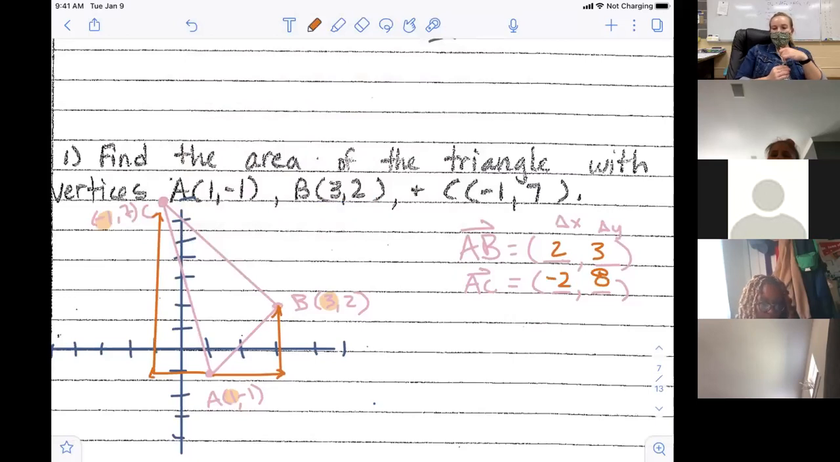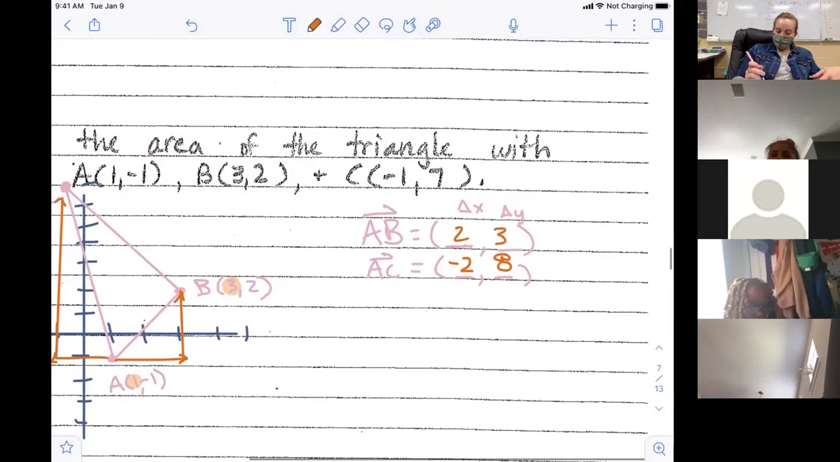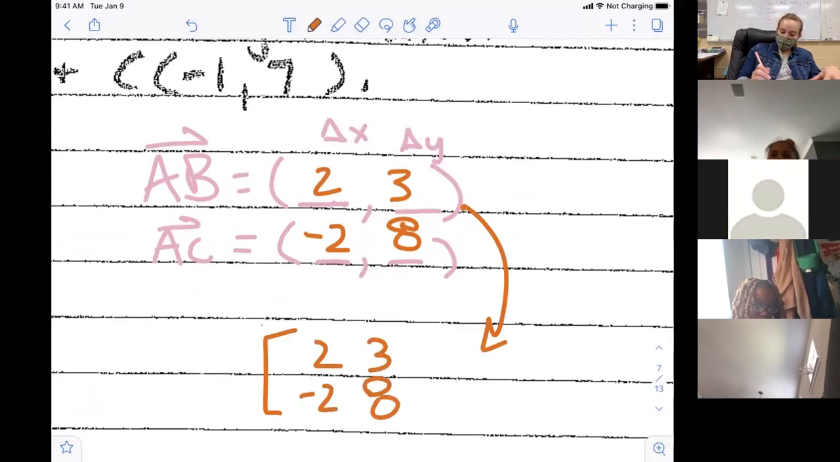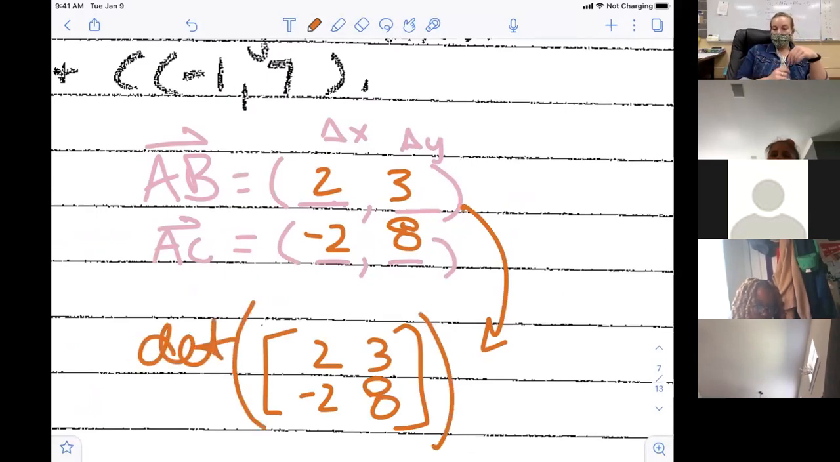Anybody have any questions on how I got those numbers? My distance from A, B, and then AC, my direction vectors? Okay, now I'm going to take this and make it into a matrix. So this becomes a matrix. The first row is 2, 3. The second row is -2, 8. This matrix I'm going to use to find the determinant of, and that's going to help me with my area.